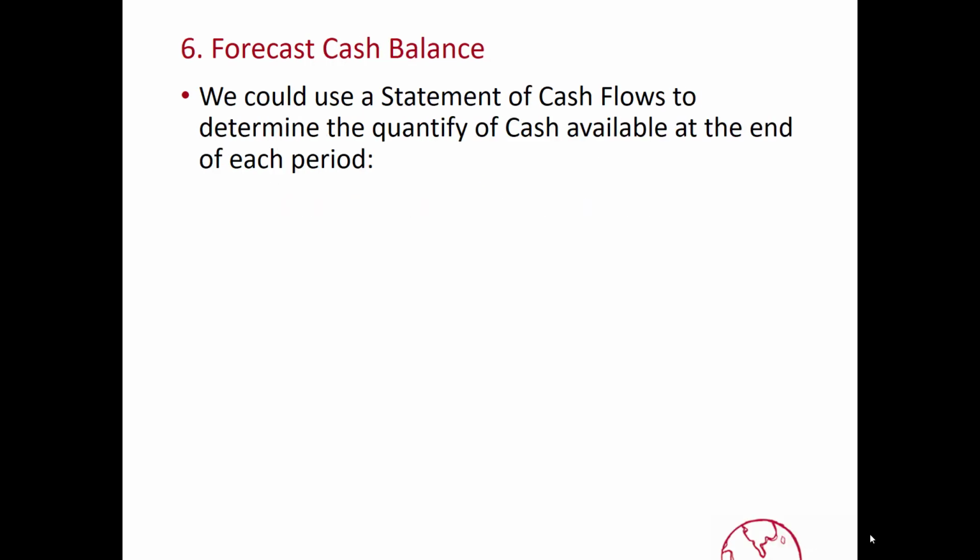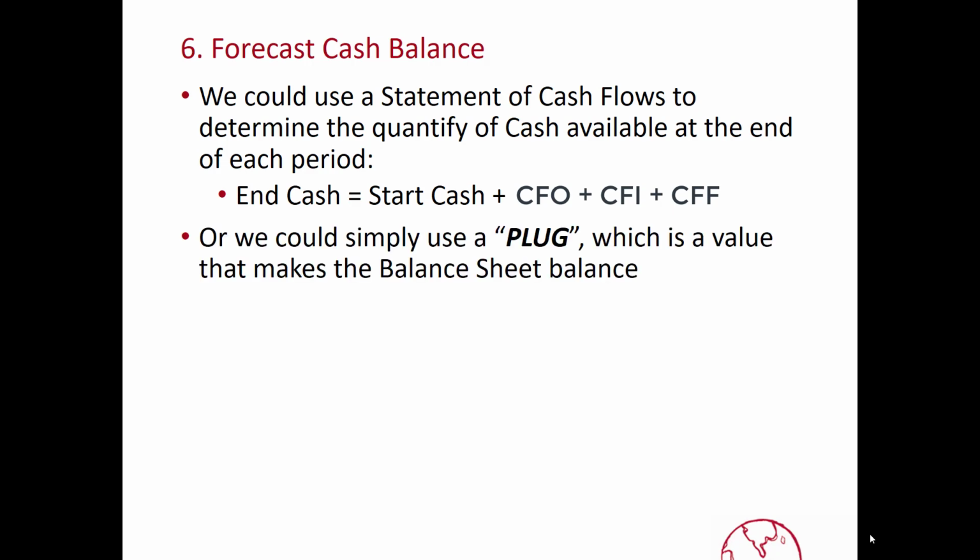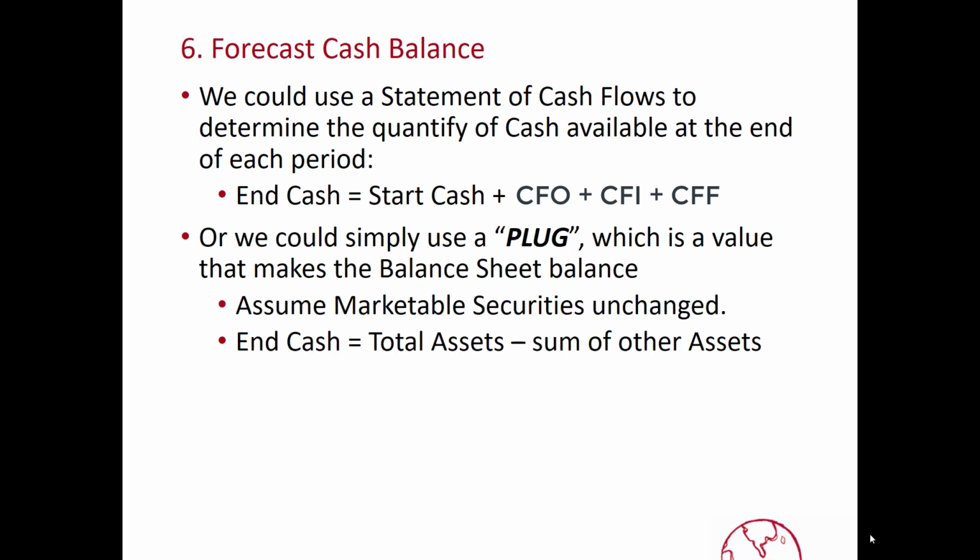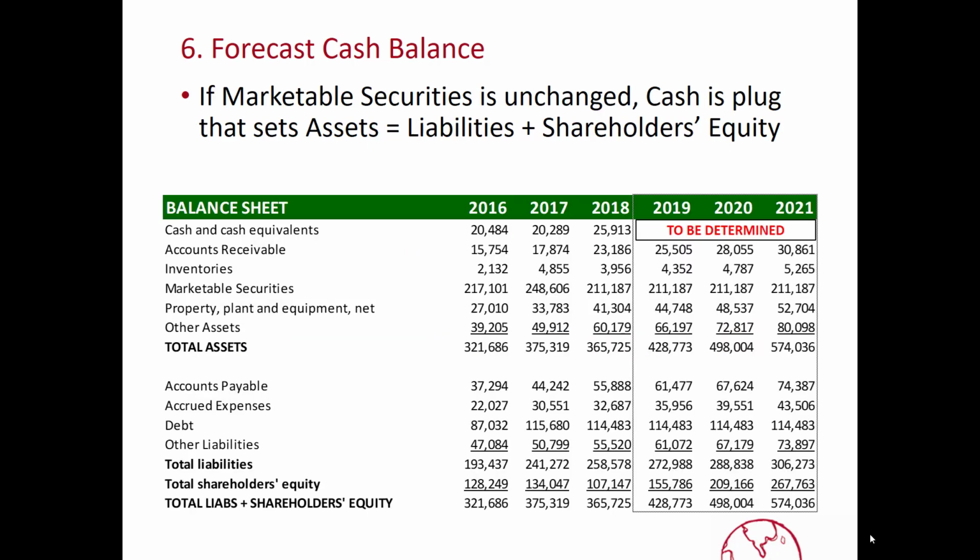We could use the statement of cash flows to determine the quantity of cash available at the end of each period. Notice that we would have starting cash. We calculate cash from operations, cash from investing, and cash from financing to generate our end cash. Or we could simply use a plug, which is the value that makes the balance sheet balance. We will also assume that marketable securities remain unchanged, which is a simplification.